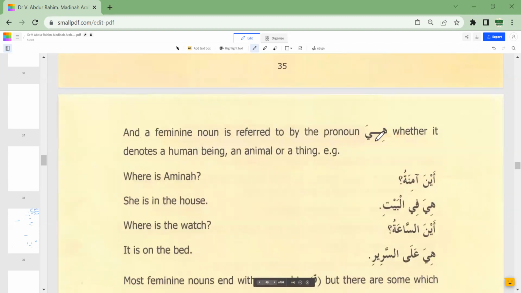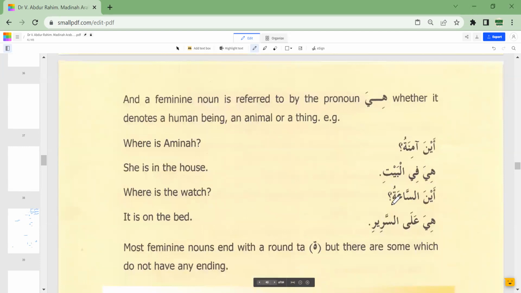Similarly, if we're talking about a sa'atu, which is a watch, where is the watch? We're going to say hiya ala sariri, and the translation is not she is on the bed, it's it. The watch is on the bed.